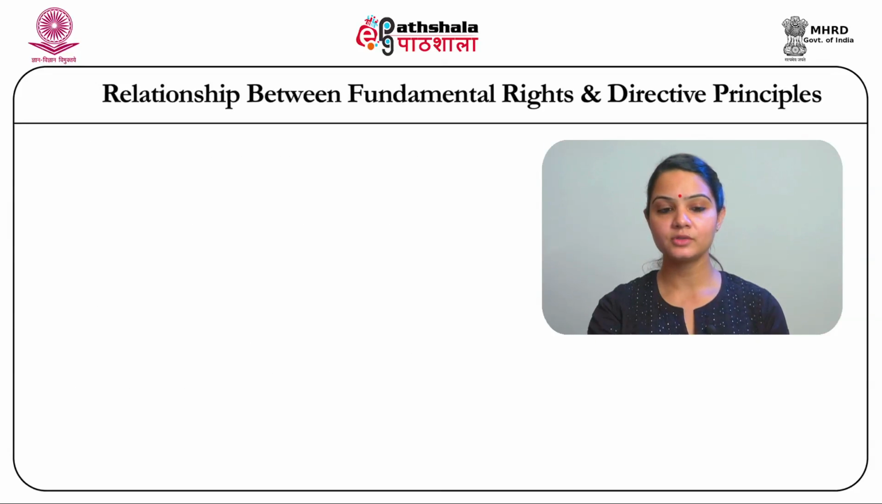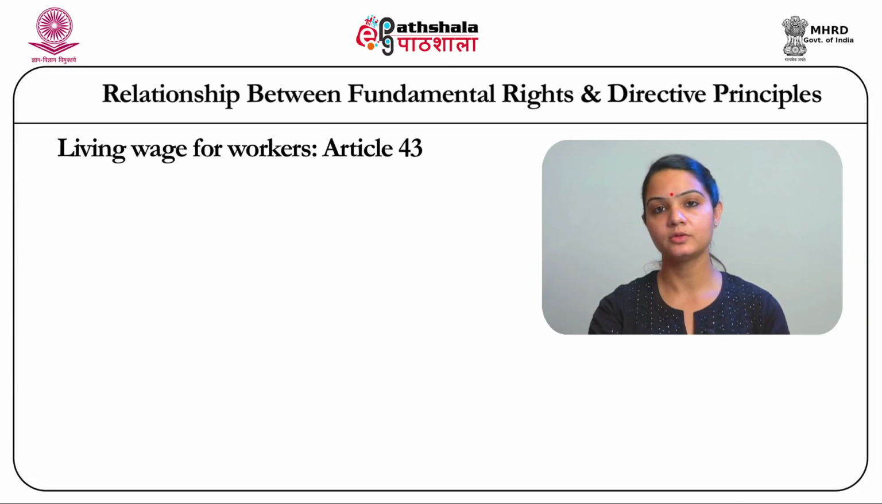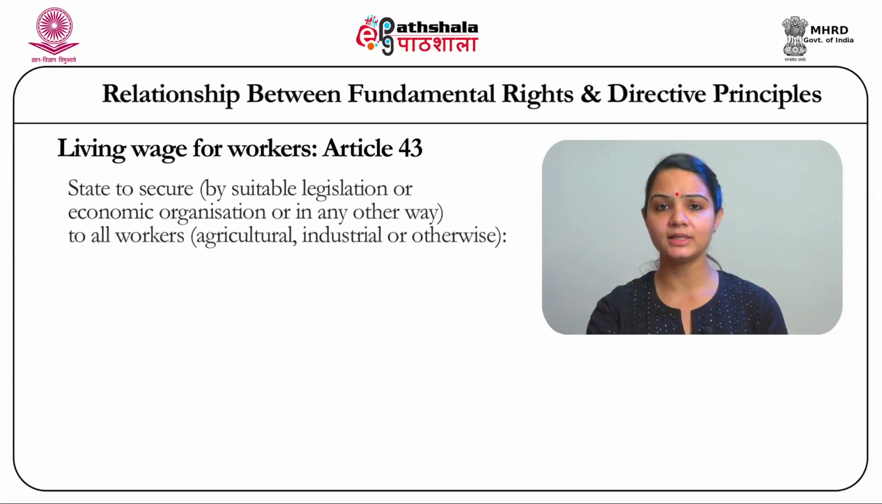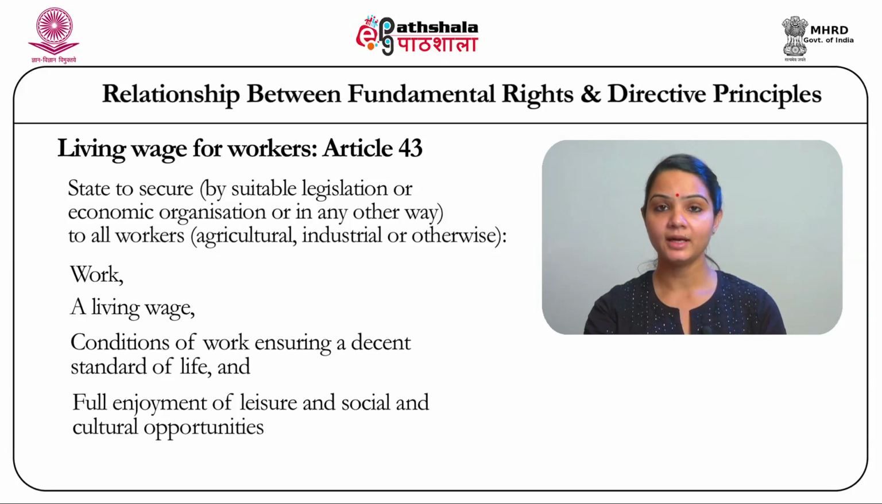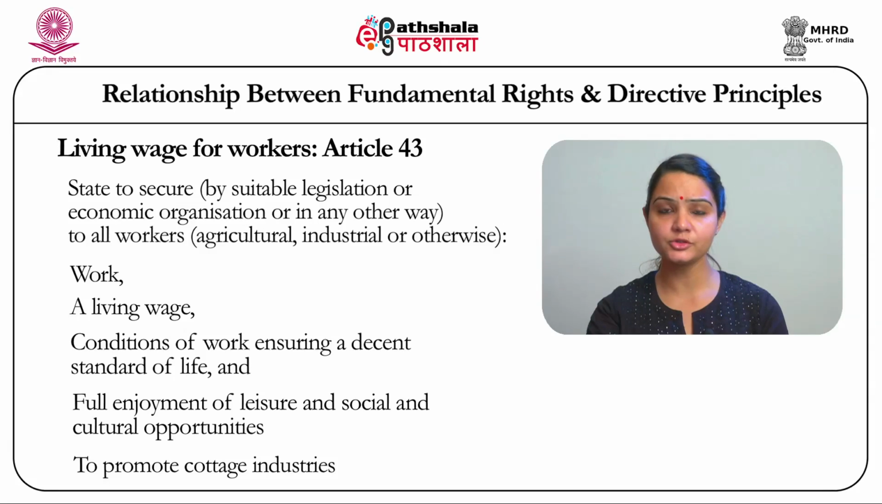The next directive is enshrined in Article 43, which talks about living wage for the workers. It says that the state shall endeavor to ensure by suitable legislation or economic organization or in any other way work, a living wage, whether the worker is an agricultural worker or an industrial worker, conditions of work ensuring a decent standard of life and full enjoyment of leisure and social and cultural opportunities, and in particular, the state shall endeavour to promote cottage industries, whether on an individual or a cooperative basis in the rural areas. Therefore, by way of this article, the Constitution has made it a reasonable restriction upon the freedom of business under Article 19(1)(g) to provide that an employer must pay a minimum bonus to his workmen even in a year in which loss has been sustained.